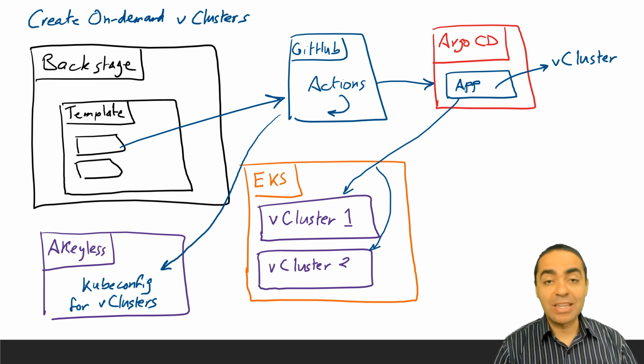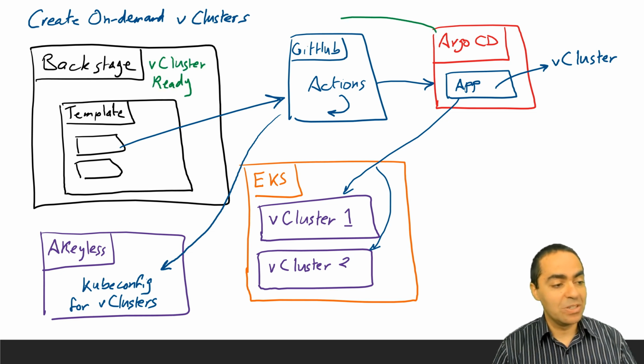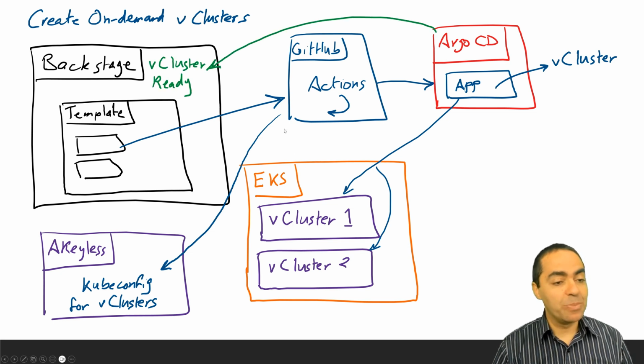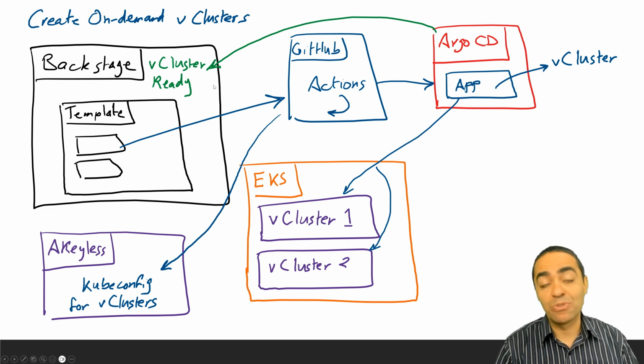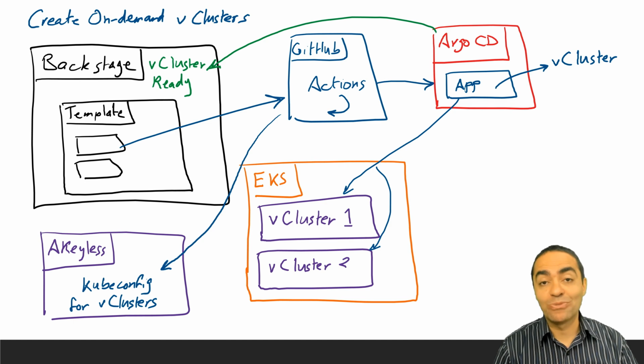And we're going to send that kube config over to Achilles in a certain location. And then you can just grab the kube config and then you'll have access to the cluster. And then finally, we get feedback from ArgoCD straight into Backstage when our cluster, or our virtual cluster, is ready, and we're good to go. Your developers now have a virtual cluster in your EKS cluster.